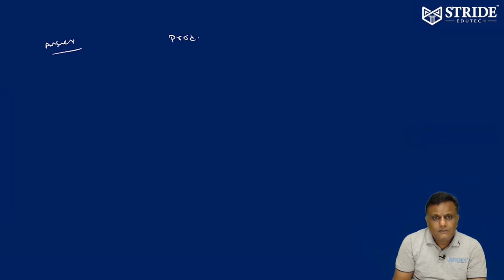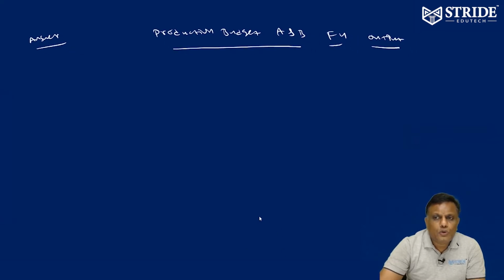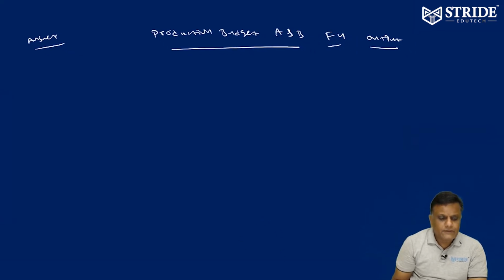Production budget. We have to prepare the production budget for products A and B. This is purely finished goods, or what we call output. First, sales units for product A and product B.